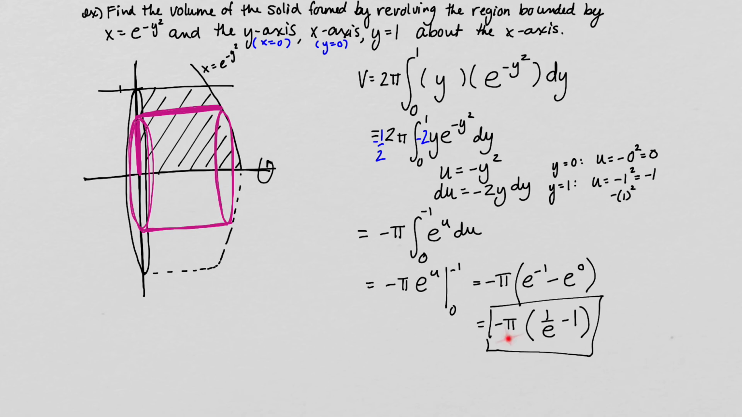And so you might think, wait a minute, how can volume be negative? The volume's not actually negative, because 1 over e is a smaller number than 1. So if you do 1 over e minus 1, this inside stuff is going to be negative, and a negative times a negative is a positive. So your answer would be a positive value. If you do these problems and you do end up with a negative value, then you know you did something wrong. Questions?